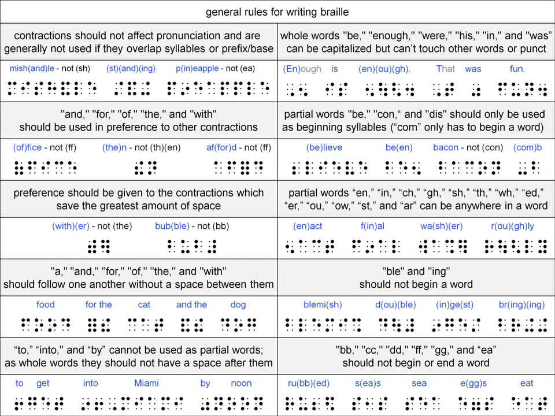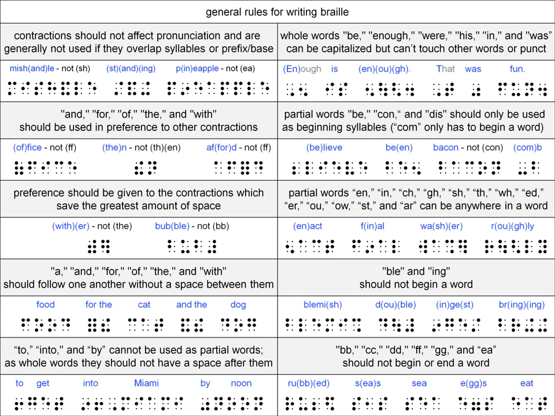Now, these rules should help you get started in transcribing Braille, but the best way to learn the rules of writing Braille is to spend a lot of time reading Braille. Once you've been reading Braille for a while, you'll be able to understand and remember these rules much more easily. In our next and final video, we'll walk through a Braille example and use everything we have learned up to this point to understand what we are reading.